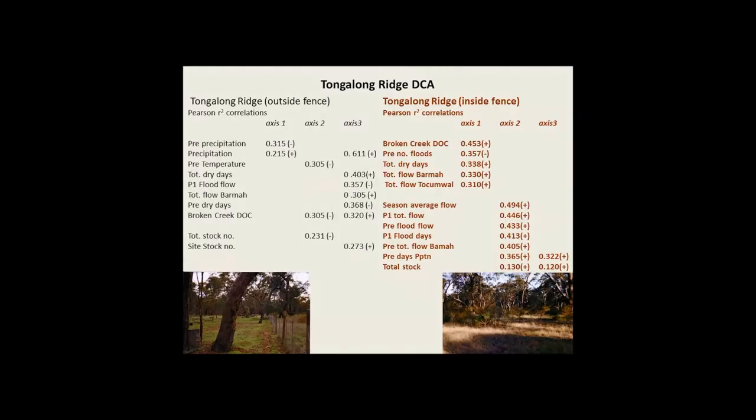Okay, so I won't show you all these diagrams, but if we go to Tongalong Ridge, outside the fence where grazing occurs, I didn't get very many environmental indicators that were strong acting along that first axis, and they should be the primary ones that are running the vegetation. They were quite weak, acting way down, sort of third level influences on the vegetation. But inside the fence at Tongalong Ridge, it was flood characteristics that are driving it in a primary way, and maybe Tongalong Creek being quite close by is having some impact on that, maybe through groundwater or aquifers underneath the vegetation in there.